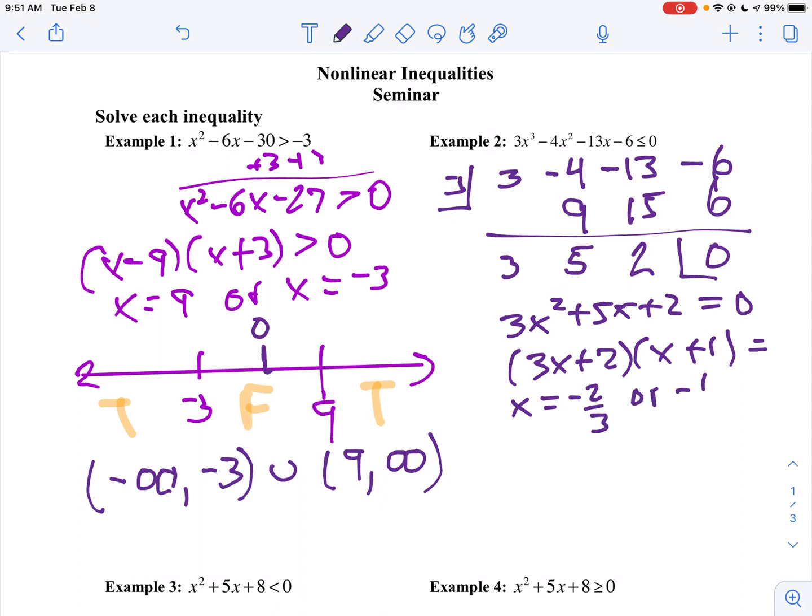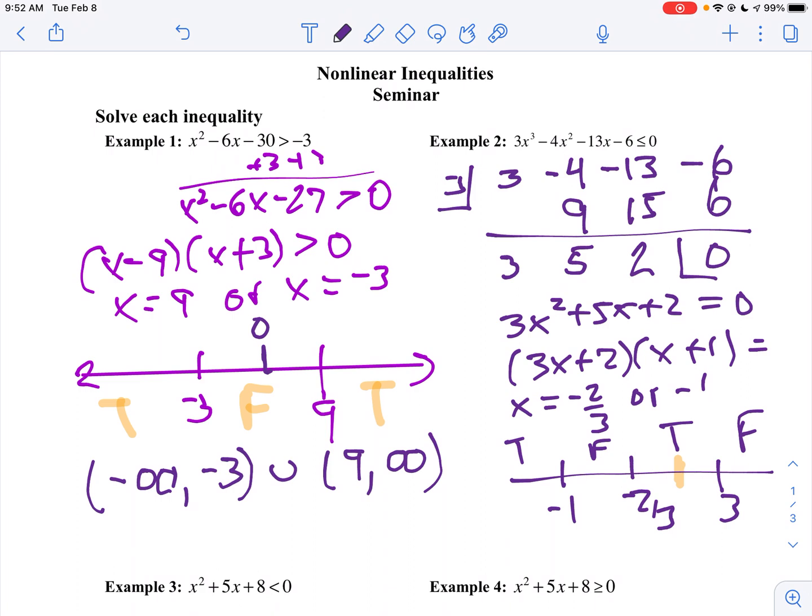So now I make my sign chart. My furthest number to the left is negative 1. I'll have negative 2/3 and I'll have positive 3. I'm going to pick a test point. I'm going to pick 0. 0 is between negative 2/3 and 3, so that's the part I'm going to check. So I put in 0. Is negative 6 less than 0? Yes, it is. So this is true. So if this is true, that means I'm going to the left as false, false, and true.